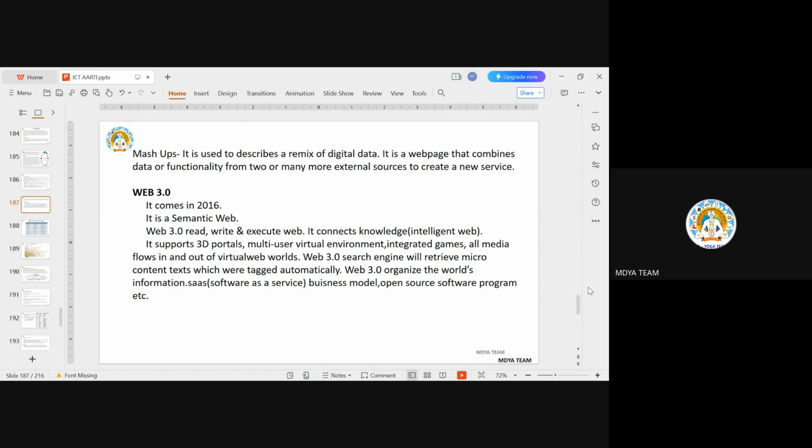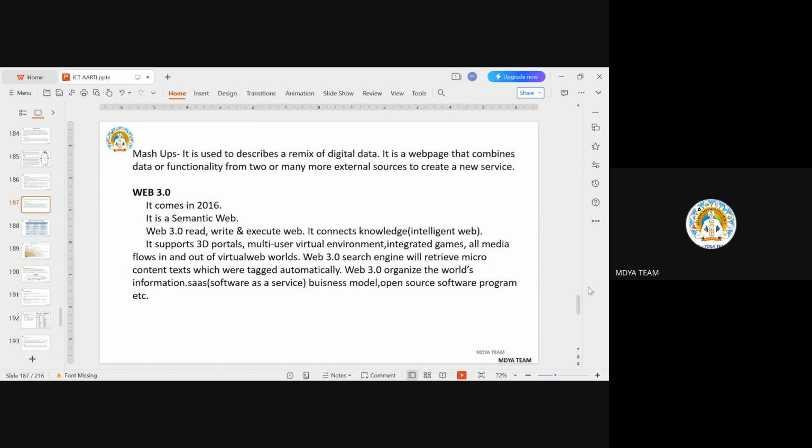Like you can understand AI intelligence. Alexa, Siri, these are the examples of Web 3.0, because it is an intelligent web. When you talk with Alexa, Alexa gives you the answer. When you want to listen to a joke, or you want to dial a contact number or name, you say it, and Alexa does that. So that is the intelligent web.